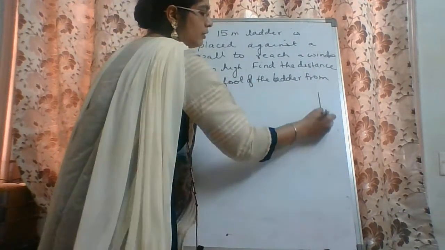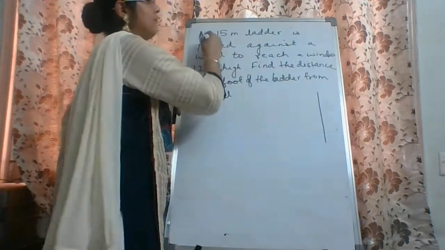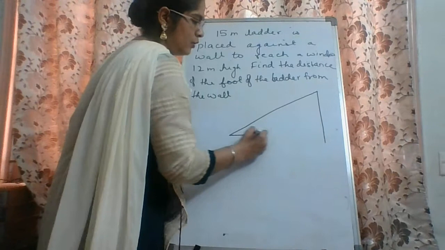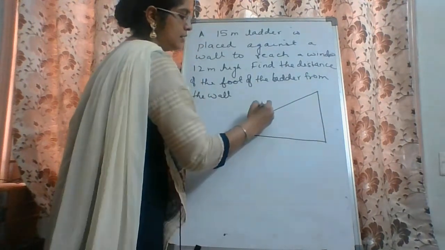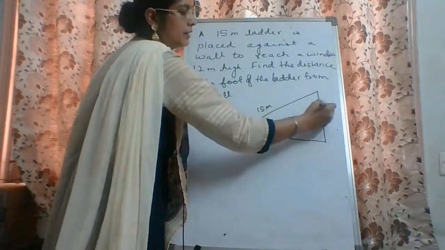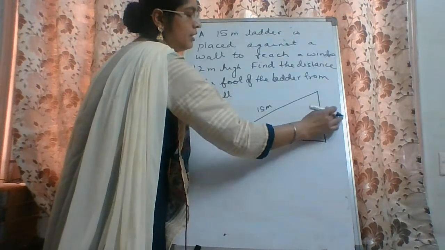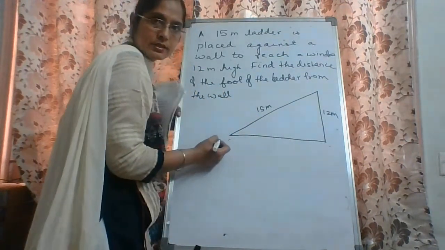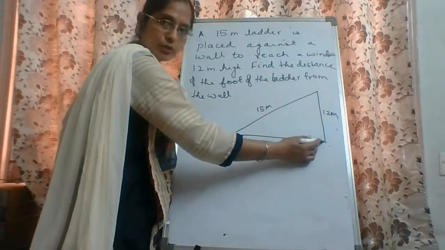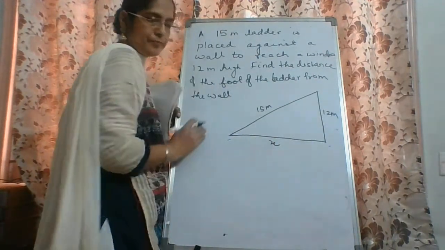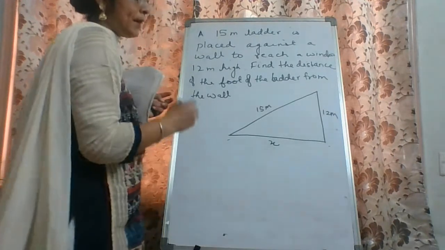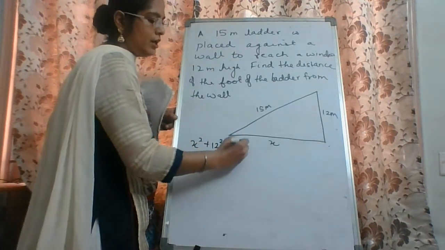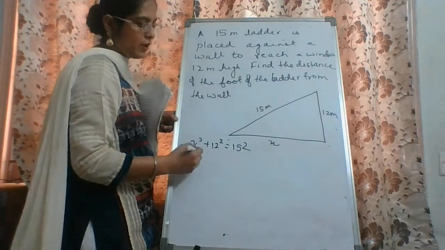This is a window here. A 15-meter ladder is placed against the wall. You have to find this distance. This is 15 meters and the wall reaches the window at 12 meters. You have to find the distance from the foot of the ladder to the wall. Let it be x. Now, according to the Pythagoras theorem, we have x square plus 12 square equal to 15 square.